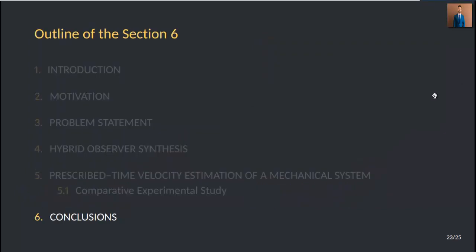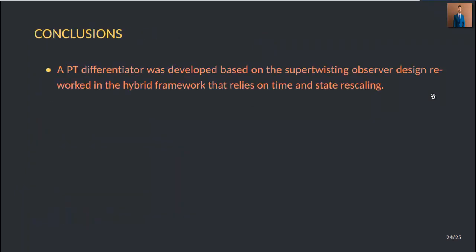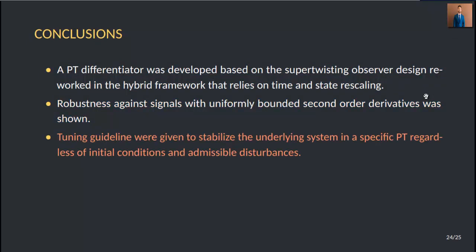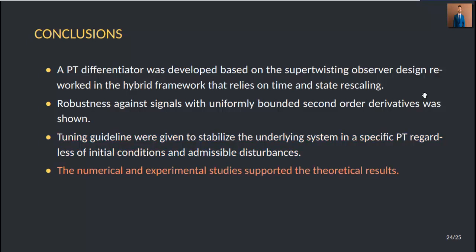This section is devoted to the conclusions. A prescribed-time differentiator was developed based on the super-twisting observer design, reworking the hybrid framework that relies on time and state rescaling. Robustness against signals with uniformly bounded second-order derivatives was shown. Tuning guidelines were given to stabilize the underlying system in a specific prescribed time regardless of initial conditions and unmeasurable disturbances. The numerical and experimental studies supported the theoretical results.